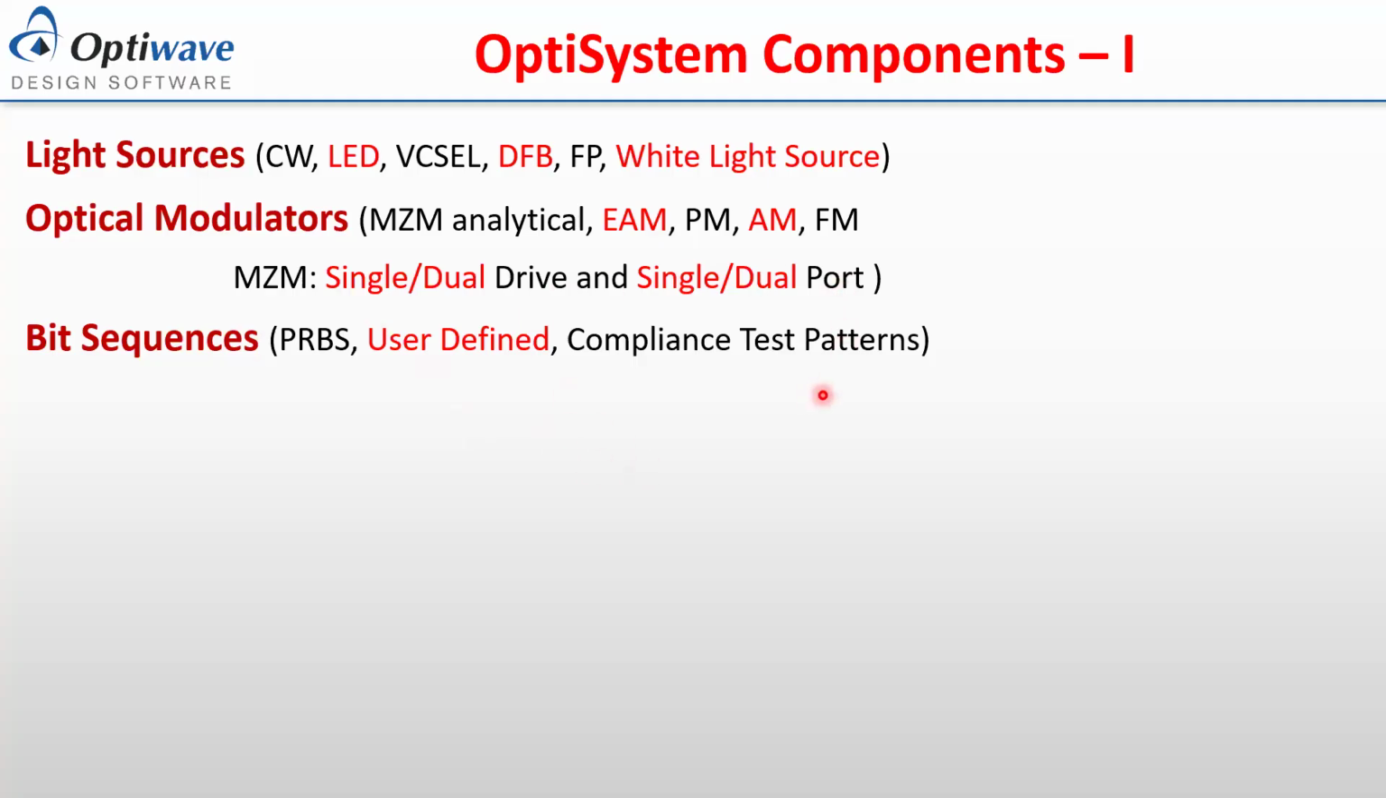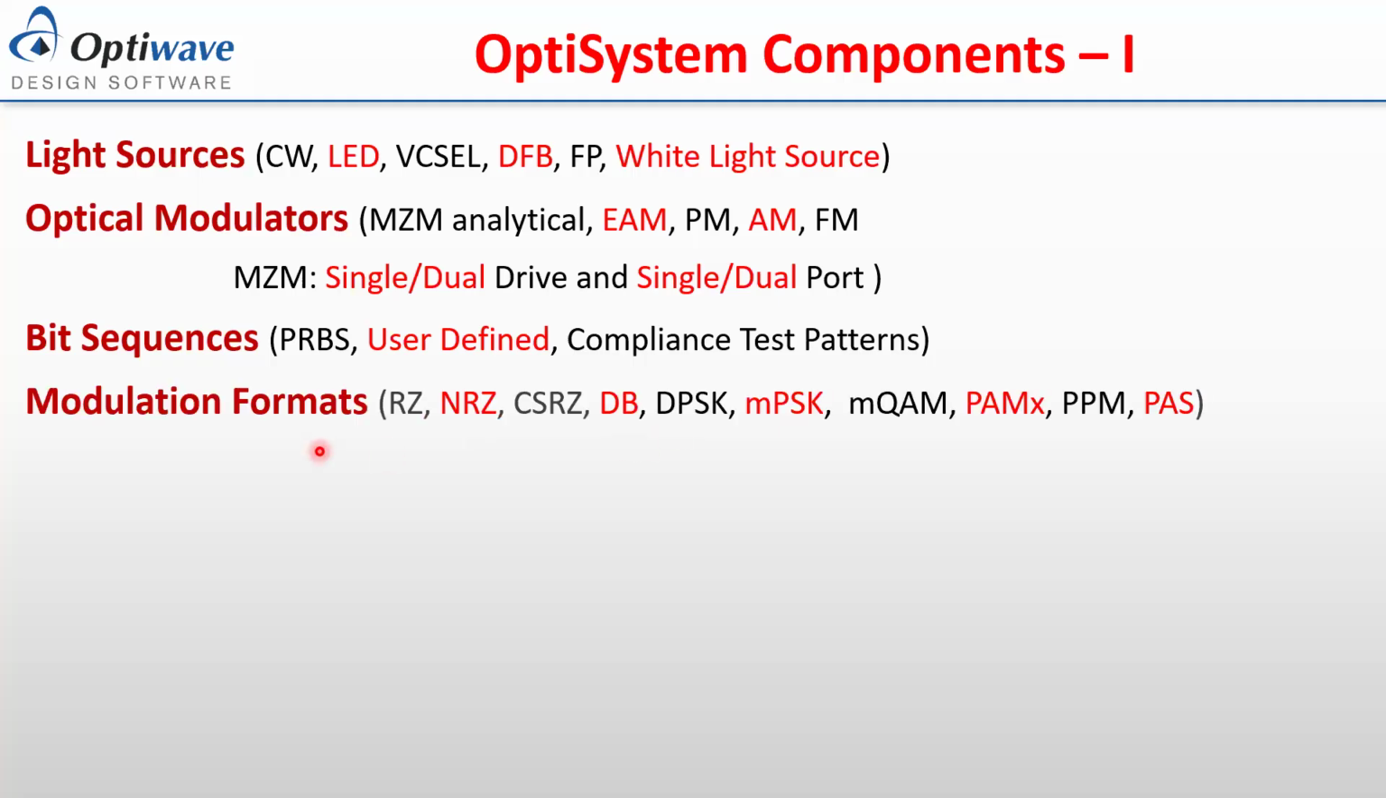There are also test patterns used for compliance, for jitter analysis, and so on in the system. Modulation formats in OptiSystem: we support almost every modulation format in the field, from standard non-return-to-zero, to carrier-suppressed return-to-zero, duobinary, differential phase shift keying, any type of phase shift keying, and any types of QAM up to 256 QAM.